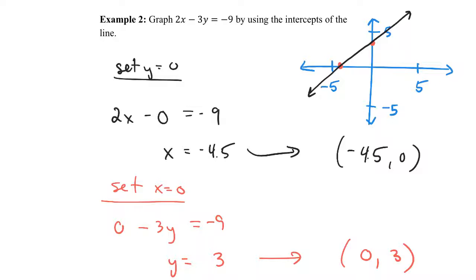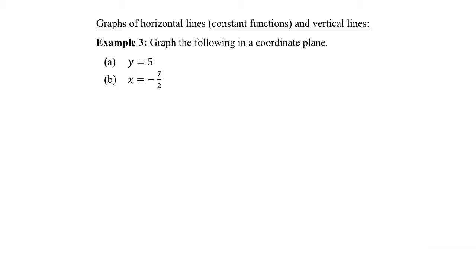So graphing by intercepts with linear functions is really easy, because once you have 2 points, you connect them and it's a line. But when we get to quadratics, we're going to need several points and we're going to have some curvature. So we'll see how that differs then. But for now, this is the easy version.